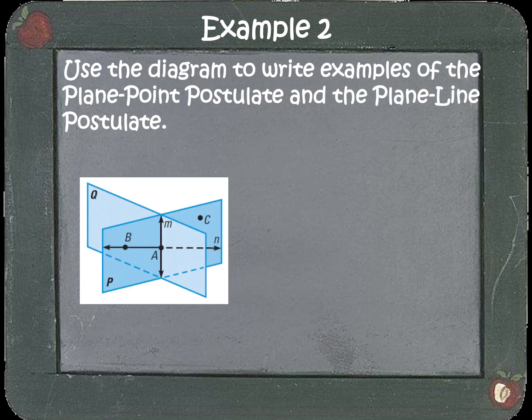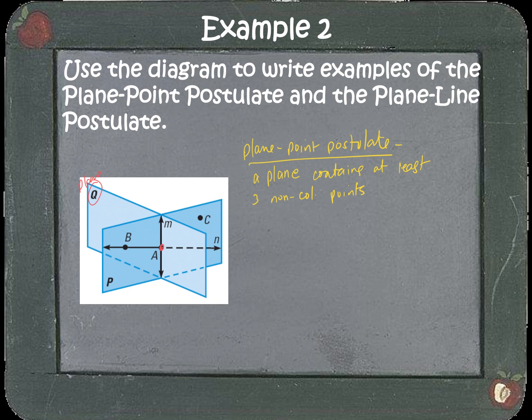Here they want me to use the diagram to write examples of the plane point postulate and the plane line postulate. Again, I need to know what these postulates are to be able to come up with an example. The plane point postulate tells us that a plane contains at least 3 non-collinear points. So when I look here, I'm going to look at what's been given to me. I've been given plane Q, and plane Q doesn't really have a lot of points on it. The only point on plane Q is A. So I don't have enough information here to identify 3 non-collinear points.